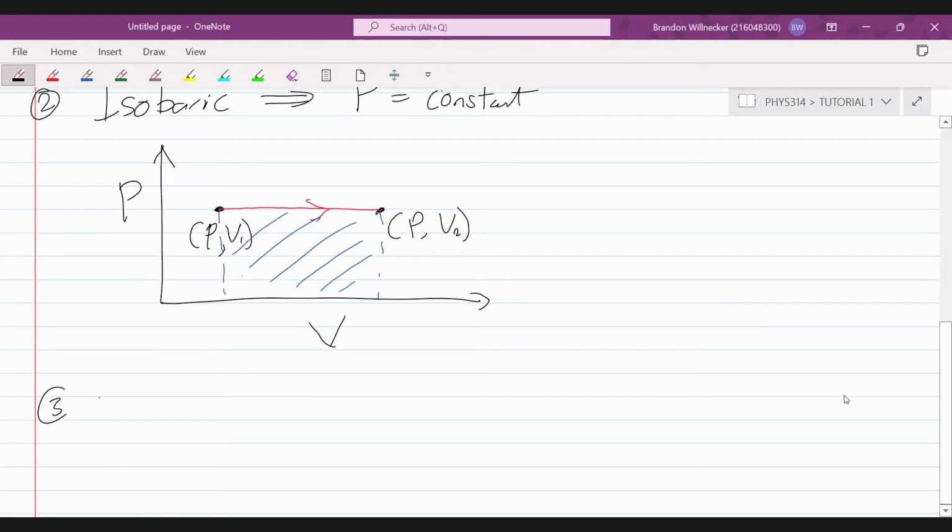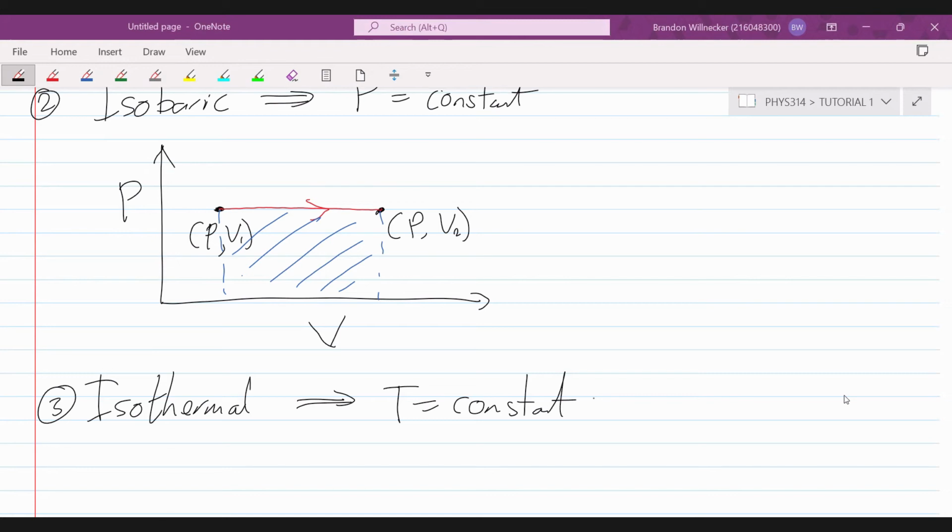And number 3, if it's isothermal, that means T is constant. And we've discussed this already. The isotherms, those are the equation, the lines that satisfy P equals nRT over V. In other words, the hyperbolas. So what does that look like?